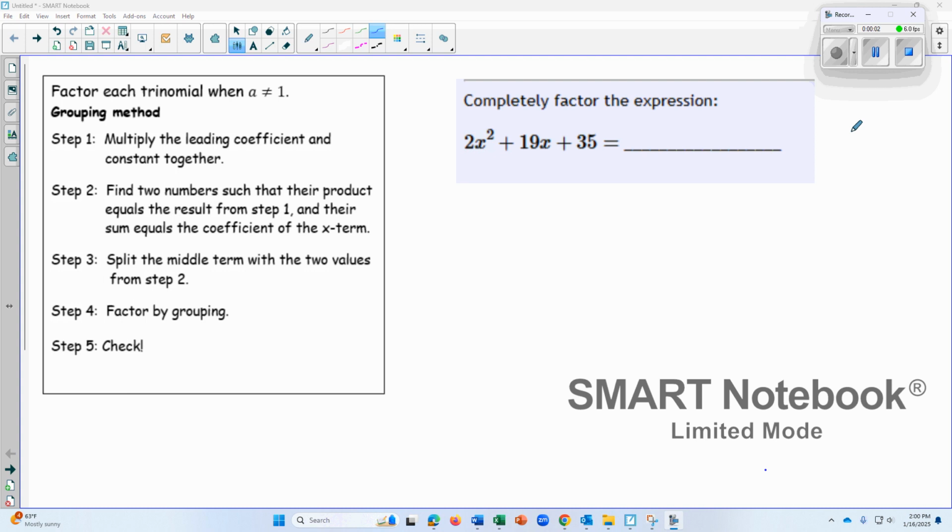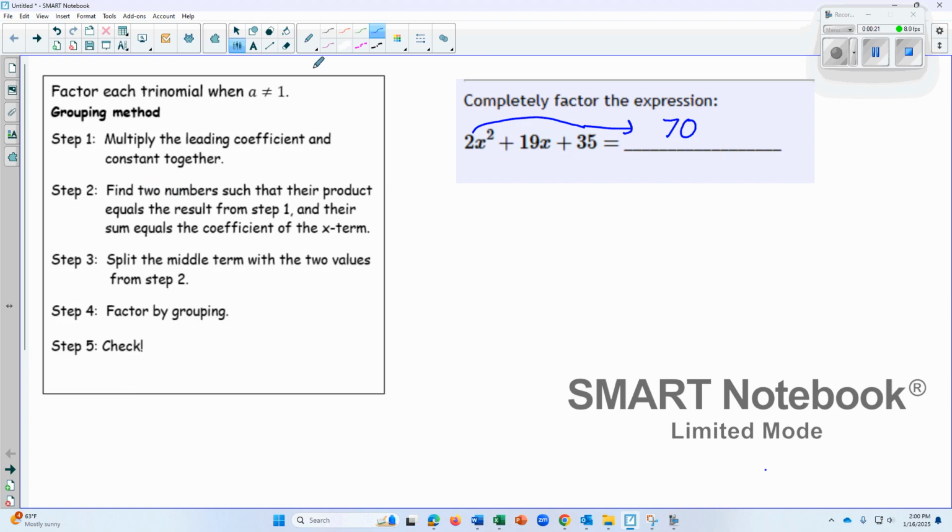Okay, so there's a couple different ways you could factor this one, but this is the technique I approach right here. The first thing you want to do is multiply the leading coefficient and constant together. So you're just trying to find this number right here. What's that product? Let's see, 2 times 35 will be 70.